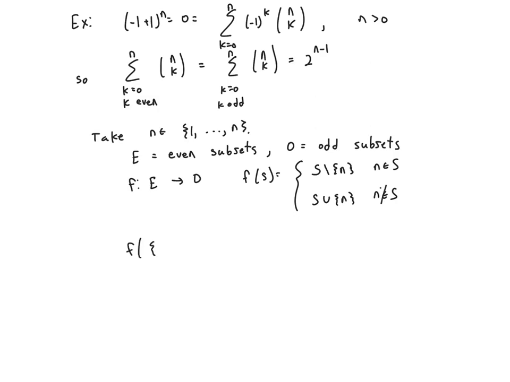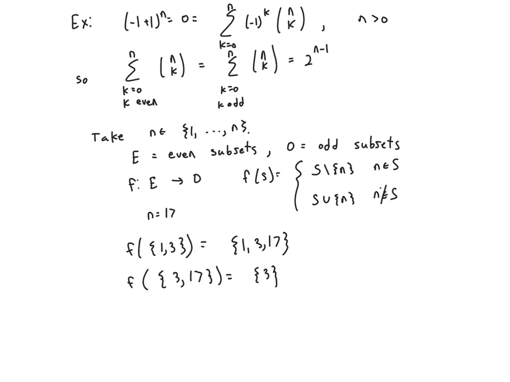So for instance, let's say n in this case is 17. Then since 17 is not in this set, we add it. On the other hand, if 17 was already in the set, we remove it. And so you see, since you're adding exactly one element to an even size subset, you're going to get an odd size subset. On the other hand, if you're removing exactly one element from an even size subset, you're going to get an odd size subset. So we do see, in fact, that these sets land in O. So this actually is the correct codomain for this operation.